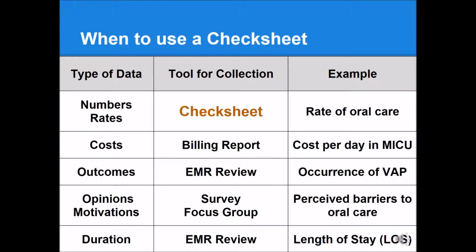Other kinds of data collection tools that are used are things like surveys or focus groups, like we performed for the nurses and the RTs in that project. Also things like EMR review to find things like outcomes or duration of a condition, and billing reports to look at the costs for different phases of care or the implied cost for different problems that might arise.